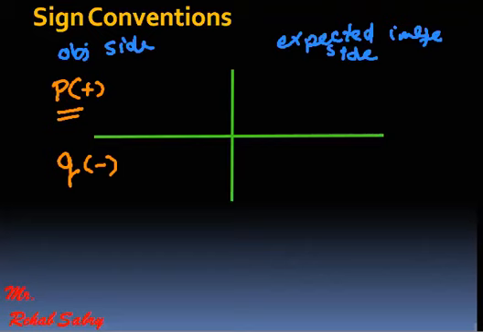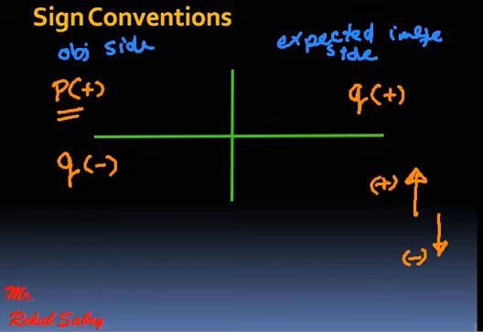If the object is up, it will be positive. If the image is up, it will be positive. If the object or the image is down, it will be negative. If the image is formed here, the image will be positive because the image is in its expected side.